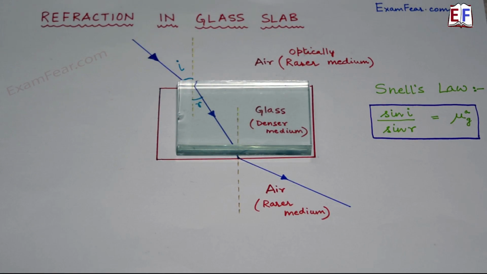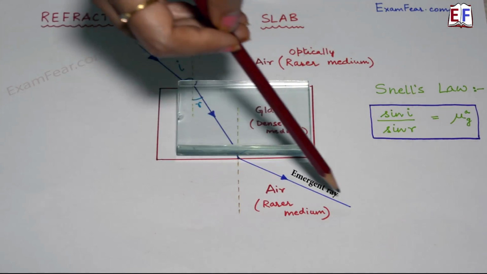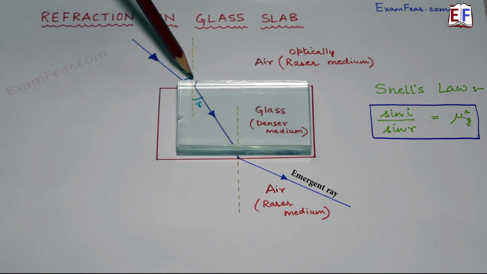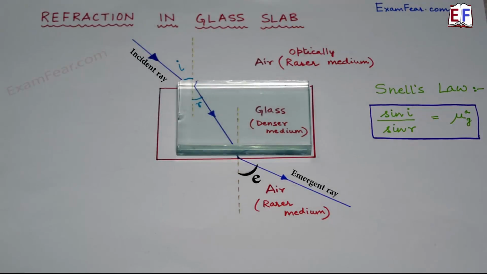And how do we know that? That's because this emergent ray which emerges out of the glass slab is parallel to this incident ray which falls on the glass slab. Not only that, it is seen that the angle of incidence is equal to this angle of emergence. Now in this experiment, that is what we are going to experimentally see: is it really true that the angle of incidence is equal to the angle of emergence?